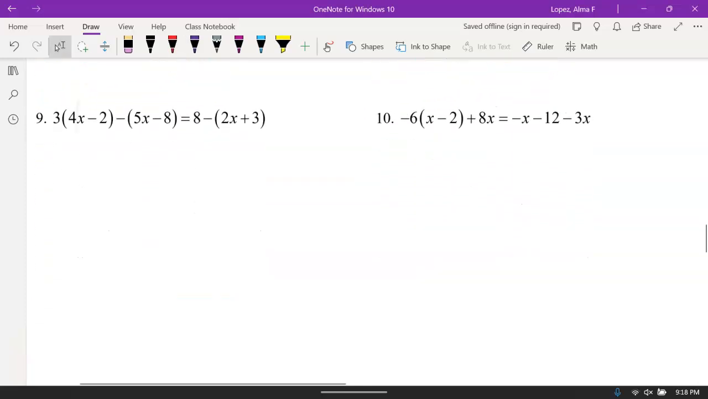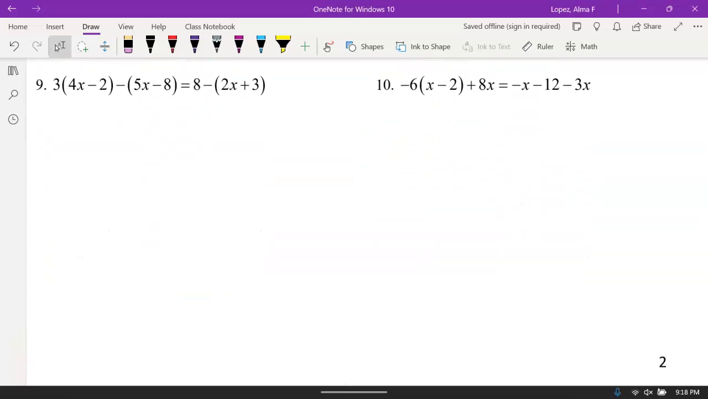All right, let's continue with number 9. This one has 3 parentheses, so we're going to distribute through all of them, which means there's going to be some more of that combining like terms that we saw.